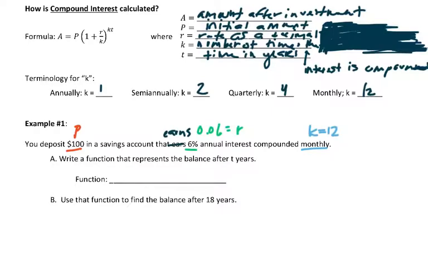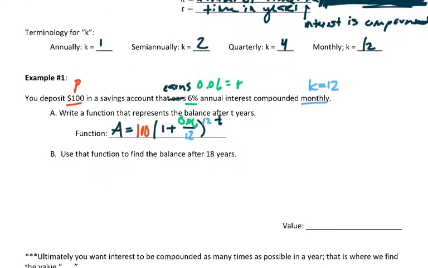So there's a lot in that sentence, and we're going to write a function that represents the balance after T years. So we know that A is going to need to be there. We also have the 1 plus a fraction, and then we're going to put that to the K times T. And T is, of course, the variable as well. So A and T stay. They're like our X and our Y. But then we put in each of these pieces. So 100 goes here as our P. Our R is 0.06. Our K is 12, and then we also put 12 up here.